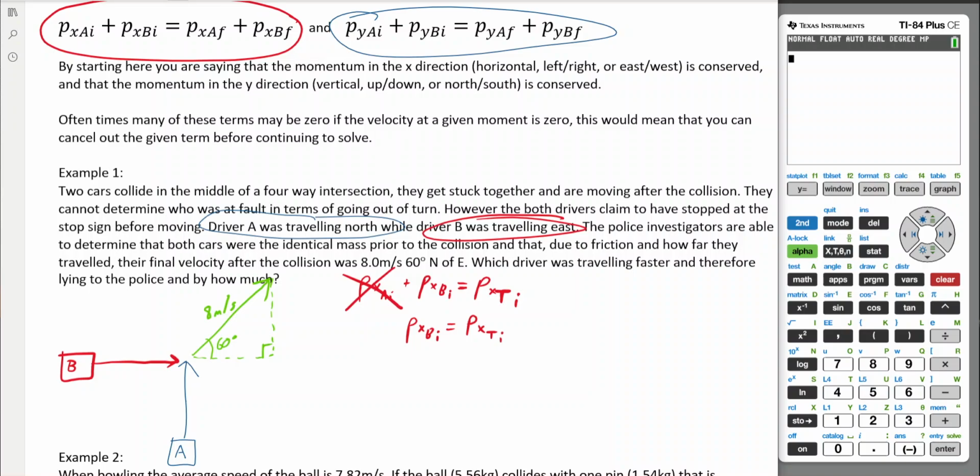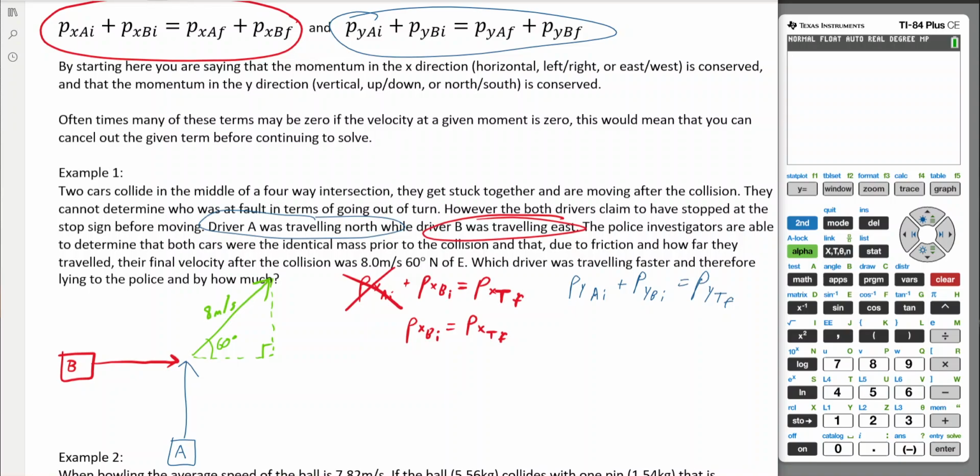All right. Now let's try out the Y direction. So this is still going to be the same sort of thing. PYAI plus PYBI equals PYTF. Oh, and I put I's before. I made a mistake. This should be an F. This should be an F.